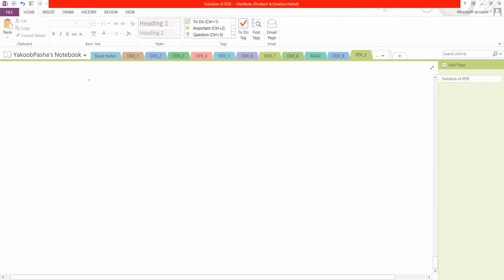Solve the non-linear PDE. The solution of the non-linear PDE (p square plus q square) into y is equal to qz. So first of all, I am taking this as equation 1. I am writing here the solution of the non-linear partial differential equation. This is the question.